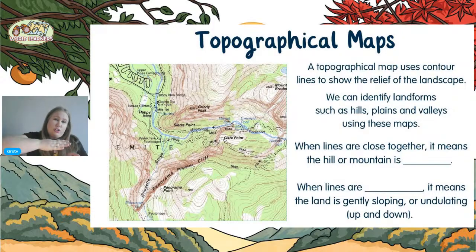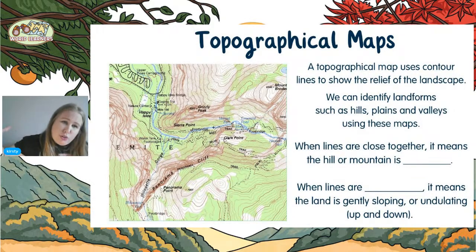So all those close together lines show us that, yes, it's going to a high point, but it's going up really steeply. So we've bunched those lines together nice and closely. So steep is a great word to use there. And when the lines are what? It means the land is gently sloping. So it's going to be, yeah, the opposite. So when the lines are further apart, that means we've got more of a gentle slope.